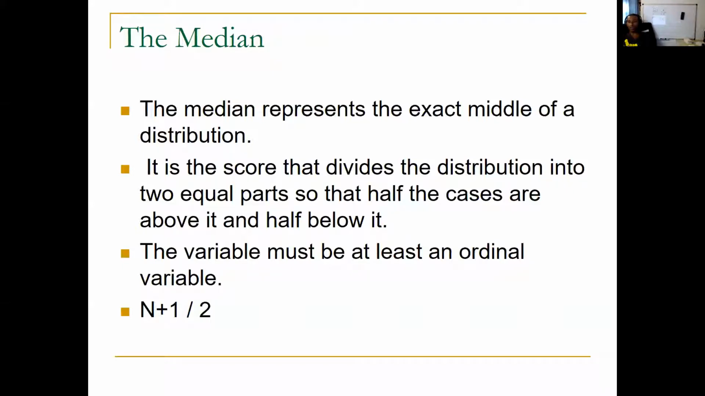Again, the median represents the exact middle of a distribution. It is the score that divides the distribution into 2 equal parts, so that half of the cases are above that score and half the cases are below that score. And the variable must be at least ordinal or interval-ratio level data. The way you go about finding the median, there are a couple of steps, and I'm going to show you how to do it 2 different ways. First, I'm going to show you how to do it with a list of raw scores. Then I'm going to show you how to do it in a frequency distribution. The way you do it in a frequency distribution and with a list of raw scores are different. Now, if you have a list of raw scores, what are you going to do?